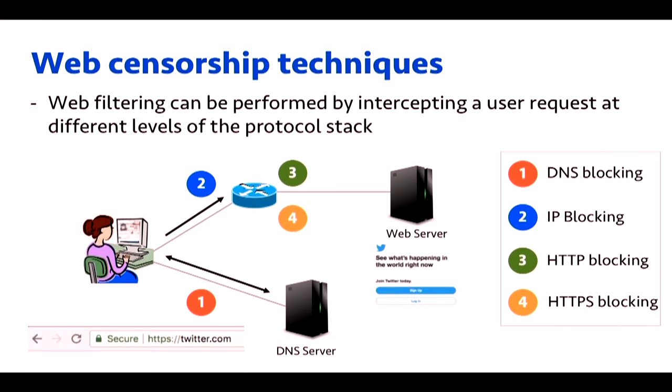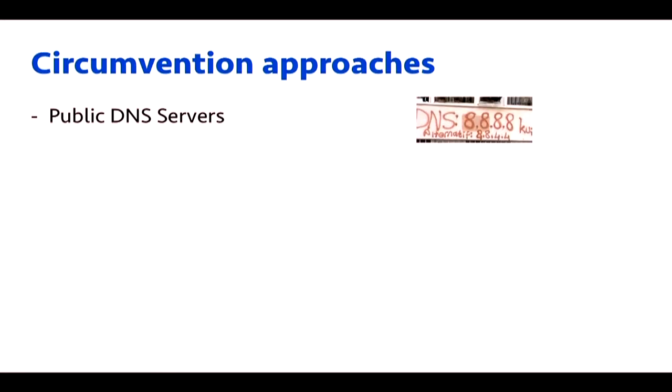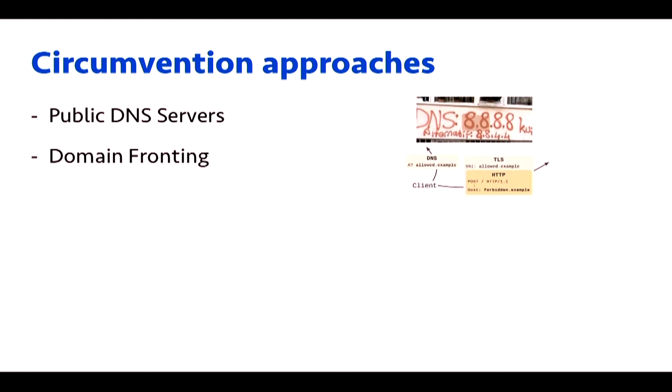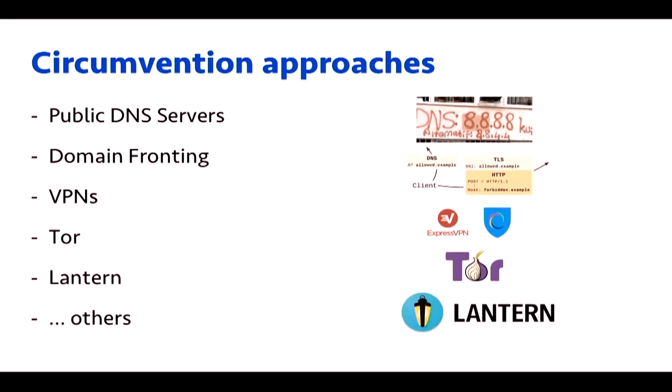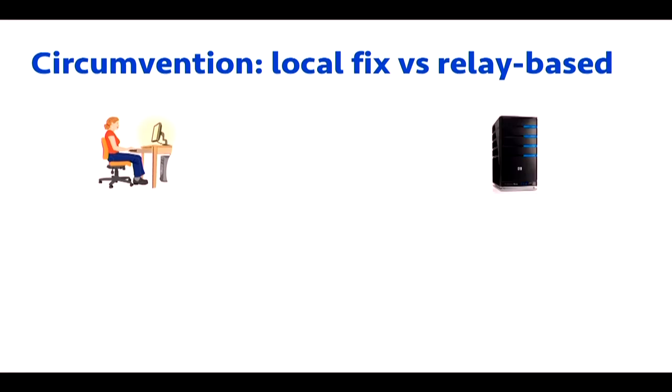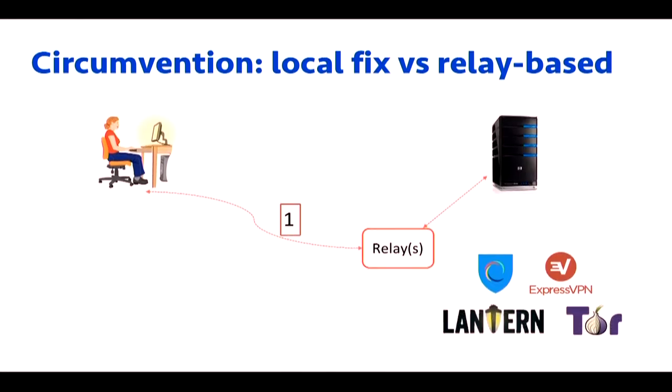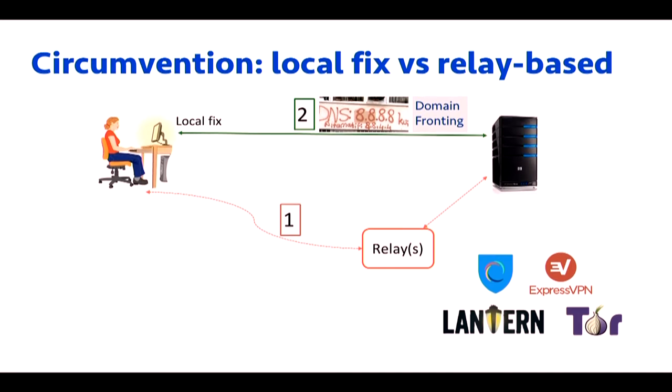HTTPS blocking is typically performed by looking at the plain text fields like the server name indication field in the TLS header. Some common circumvention approaches include using public DNS servers, which deal with many forms of DNS censorship, use of domain fronting to bypass HTTPS censorship, and the use of VPN services and Tor, Lantern, and similar tools. And these circumvention approaches can be placed into two categories. One category is relay-based tools like VPNs and Tor and Lantern that rely on servers outside the censorship region to bypass censorship. And then there are local fixes which use the direct path to bypass censorship.